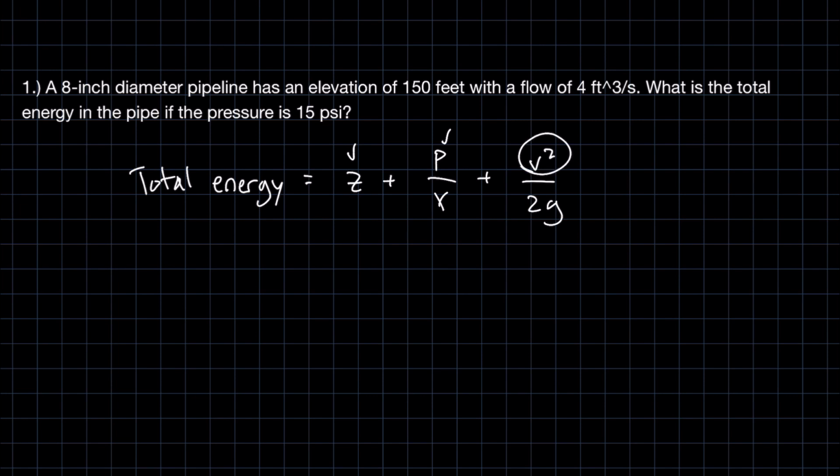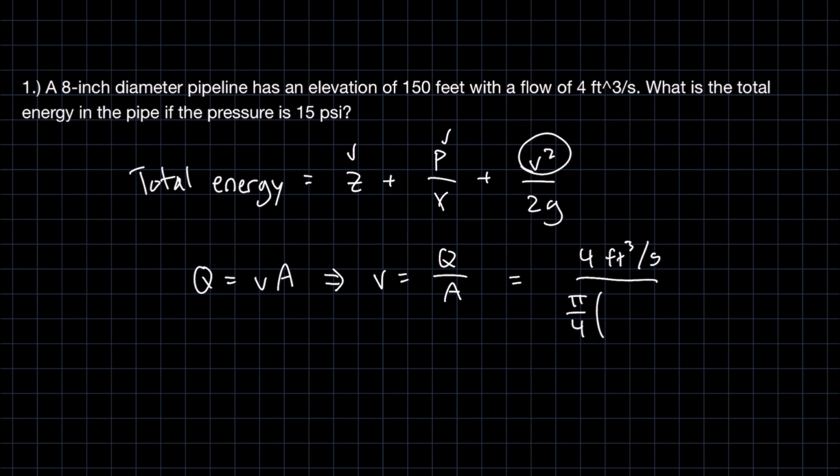So let's find that using the continuity equation since we were given the flow. That'll be Q equals velocity times cross-sectional area, which we can convert to velocity equals flow rate divided by cross-sectional area. So let's solve for the velocity. We were given a diameter of 8 inches, so we need to convert that to feet. That'll give us 11.46 feet per second.